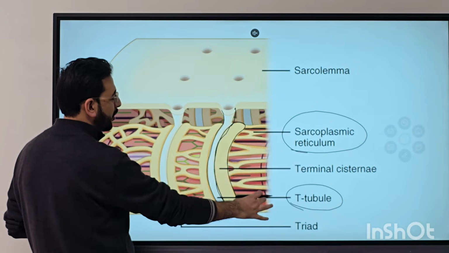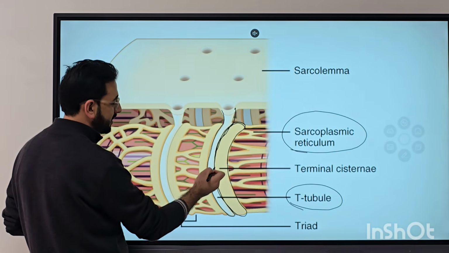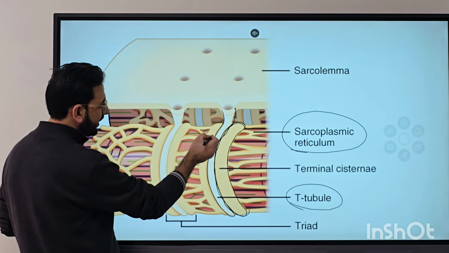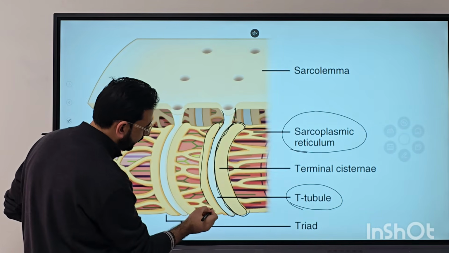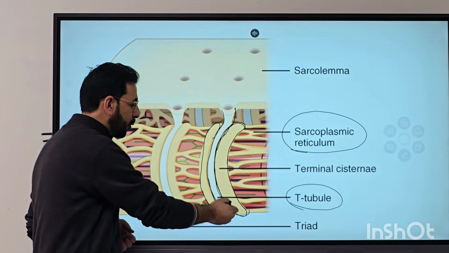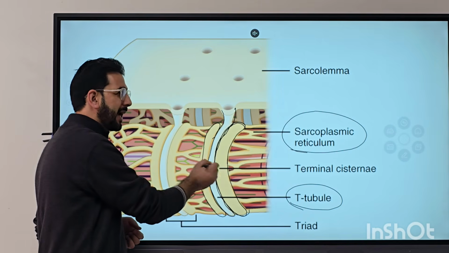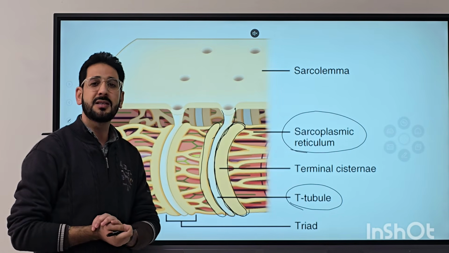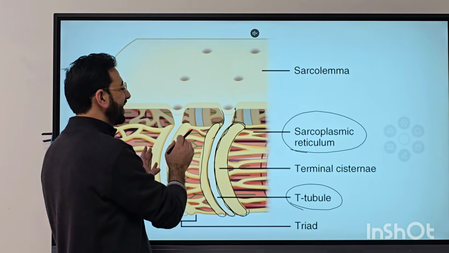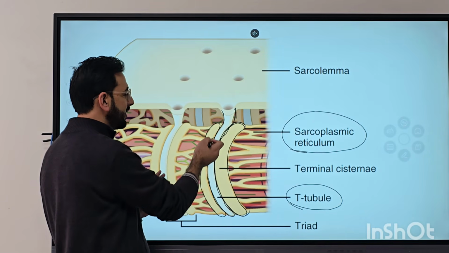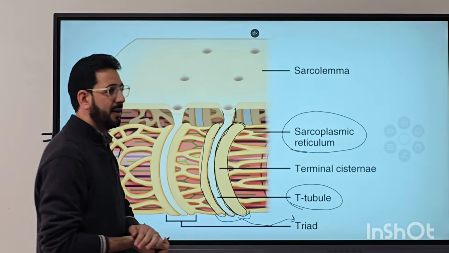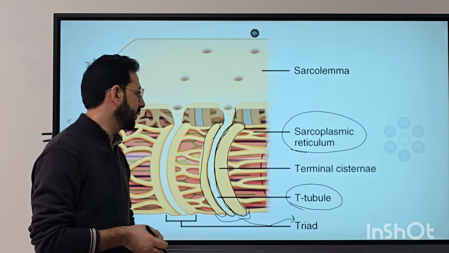For example, here is the sarcoplasmic reticulum. It has the terminal cisternae here. Then there is the T-tubule. Now, we can see in the diagram that the T-tubule has, on both sides, these terminal cisternae of the sarcoplasmic reticulum. All these three things together, two terminal cisternae with the T-tubule in the middle, we call this structure a triad in the skeletal muscle. This is very important.